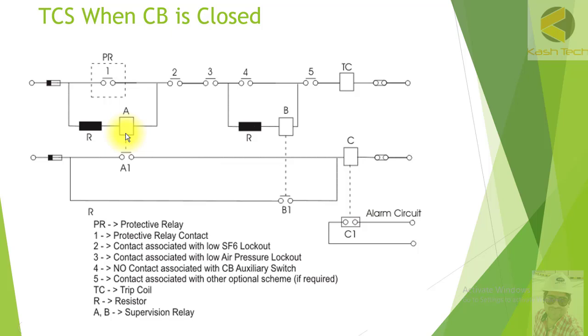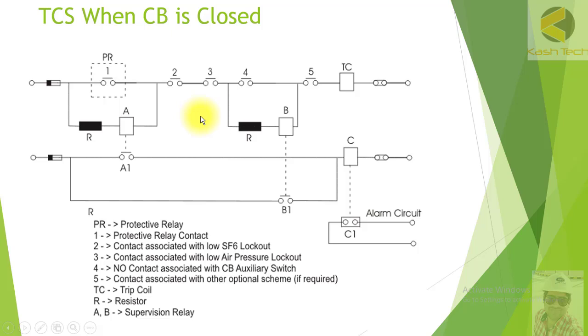So here you can see the contact number 4. The contact number 4 here is normally open contact associated with circuit breaker auxiliary switch. It means that when the circuit breaker is closed, this contact is closed, and when the circuit breaker is open, this contact is open. So when the circuit breaker is closed, you can see the coil B is short circuited, so this will not work.